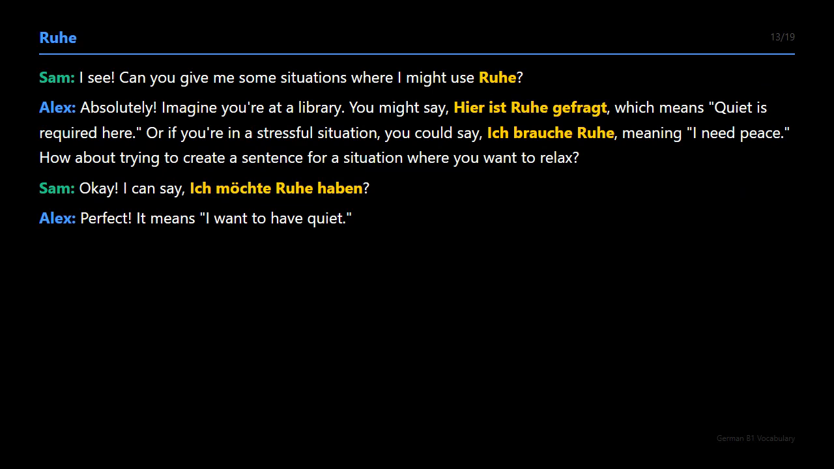Absolutely. Imagine you're at a library. You might say, Hier ist Ruhe gefragt, which means quiet is required here. Or if you're in a stressful situation, you could say, Ich brauche Ruhe, meaning I need peace. How about trying to create a sentence for a situation where you want to relax? Okay. I can say, Ich möchte Ruhe haben. Perfect. It means I want to have quiet.